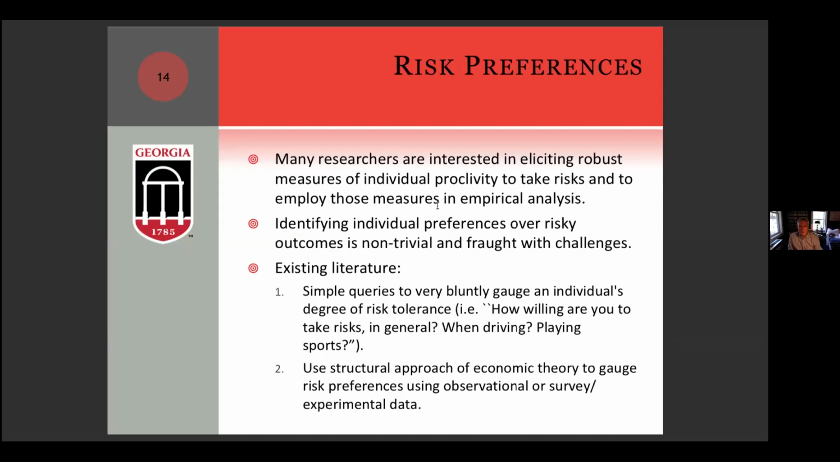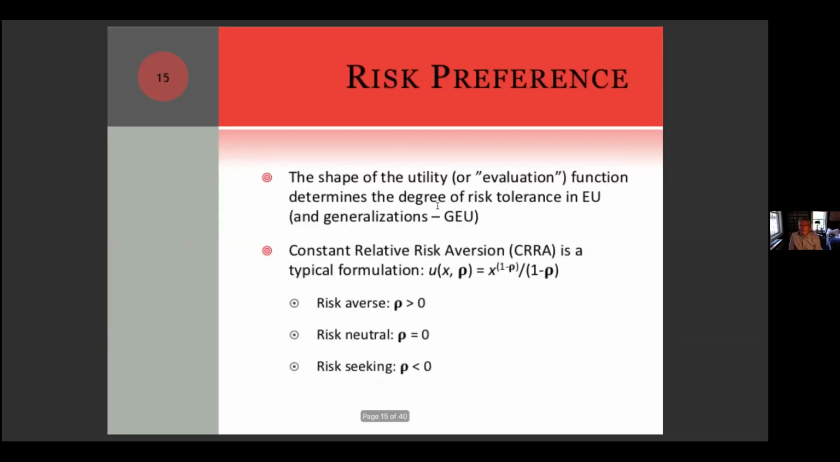Risk preference has to do with how much people are willing to tolerate risk. And what's often done is ask people blunt questions about how willing are you to tolerate risk in general, or use a structural approach and experiments to try to tease out what economists would call structural parameters. And those are really the two approaches that get used in the literature.